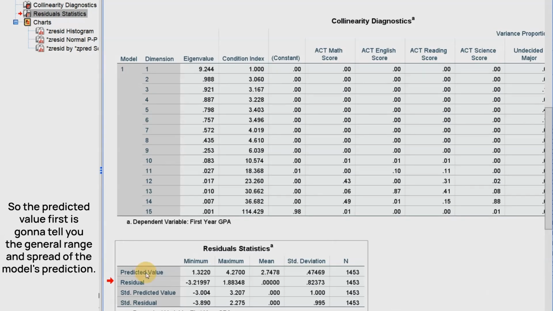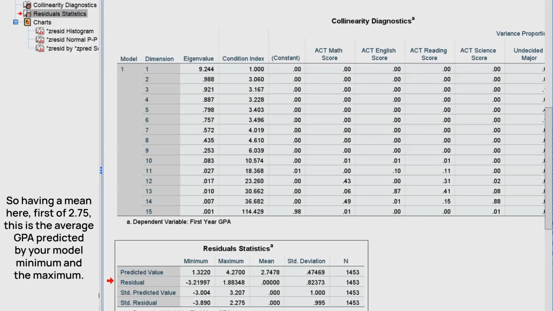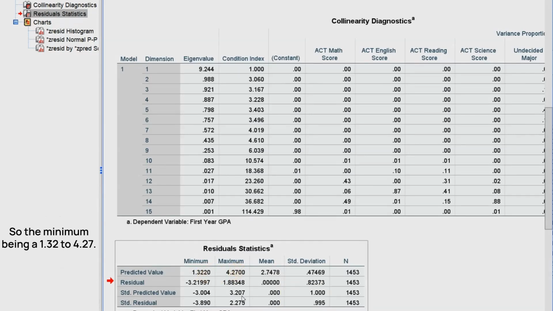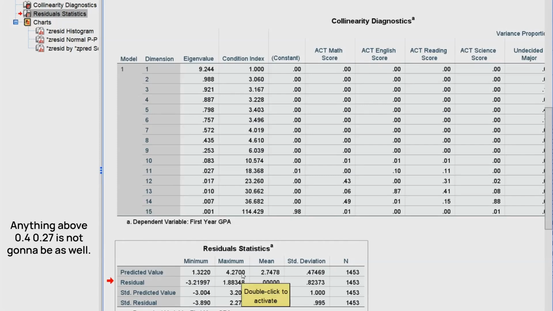The predicted value first is going to tell you the general range and spread of the model's predictions. Having a mean here of 2.75, this is the average GPA predicted by your model, with a minimum of 1.32 and a maximum of 4.27. So the model predicts GPA values within this range. Anything below 1.3, excuse me, so like a 1.2, for example, is not going to be in the predicted values. Anything above 4.27 is not going to be either.